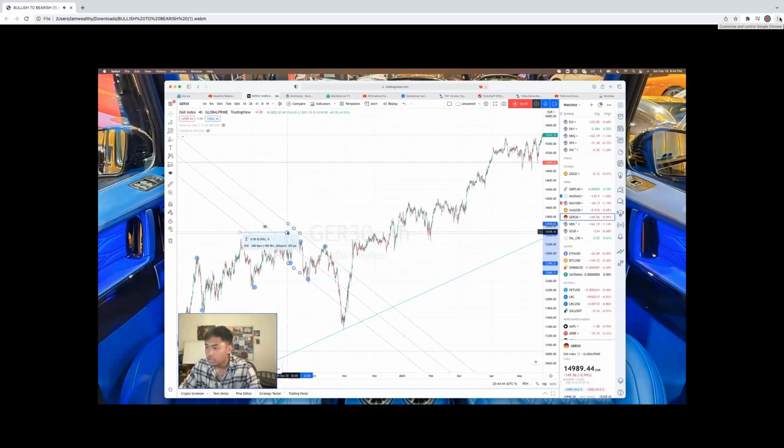So from this even high, that will be your first confirmation, right? Your second confirmation would be the fact that it failed to create a higher high. And then the third confirmation would be it created a lower low from the previous one, right? And then what happened was it created a lower high. So this right here tells me that it's a change of direction.